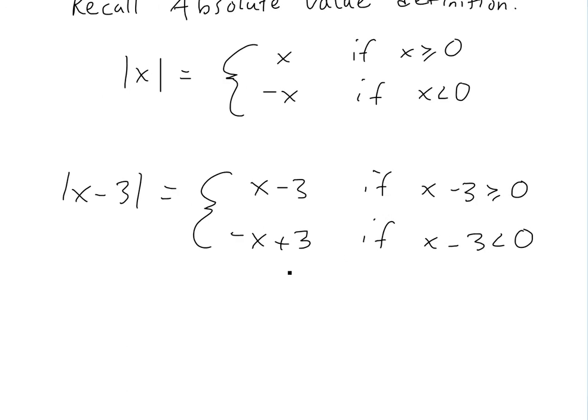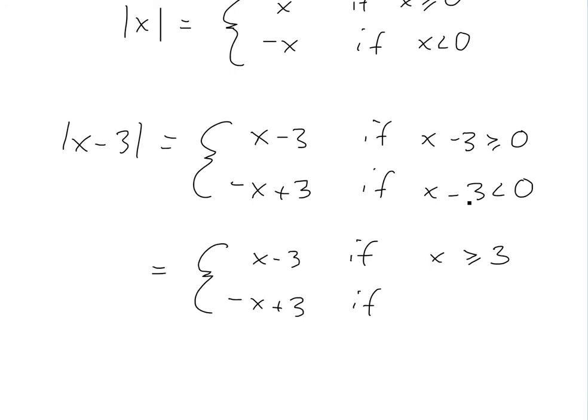So I just wrote this down. I just want to solve these. For this one, you can put the 3 on the right side, so x is greater than or equal to 3. And this one, solving this, put the negative 3 on the right side, we're going to have x is less than 3. So we have two cases. If x is greater than or equal to 3, you're going to have just regular positive. If it's less than 3, you're going to have this one here.